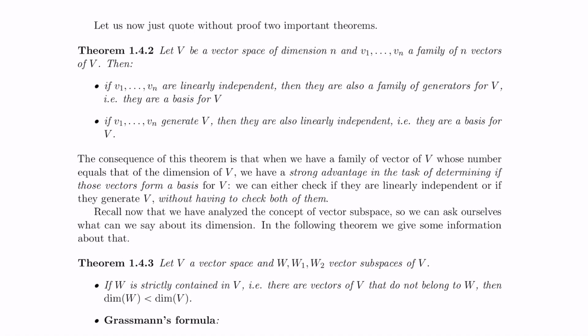So you see that this theorem tells us that when we consider a family of vectors with the right number, that is, that of the dimension of the vector space, then we simply have to check if these vectors are either linearly independent or if they generate the vector space to check if they are a basis, because one condition implies the other. Let's now discuss a theorem related to the dimension of vector subspaces of a vector space.